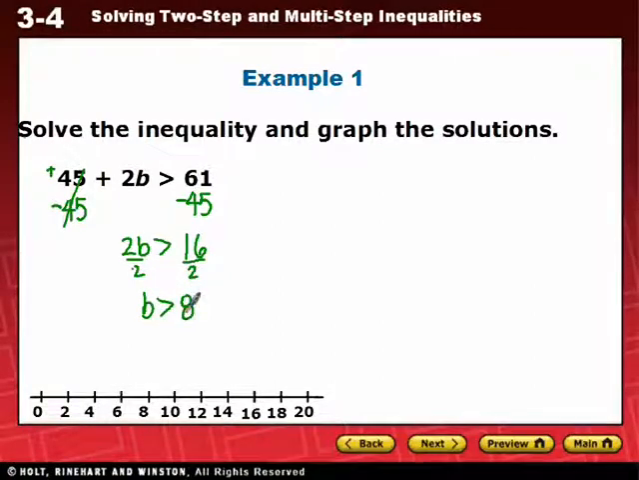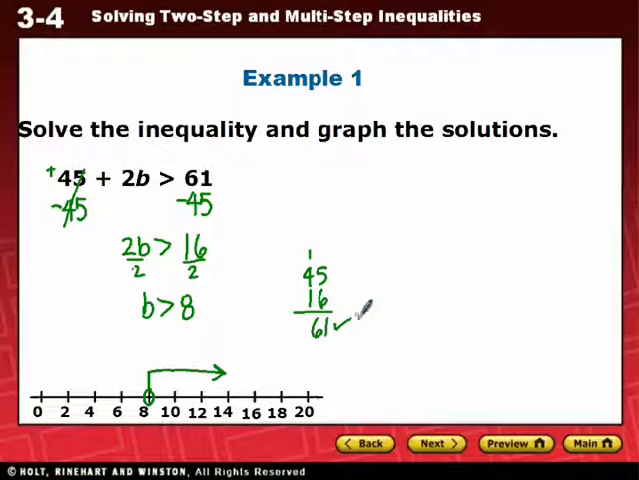And remember, for your own number lines, you only need 5 numbers on the number line. You don't need it to be as long as these. Open dot on the 8, arrow to the right. We can check to make sure it works by checking the number 8 to see that we get the right equation. 45 plus 2 times 8, or 45 plus 16, should give us 61, and it does.